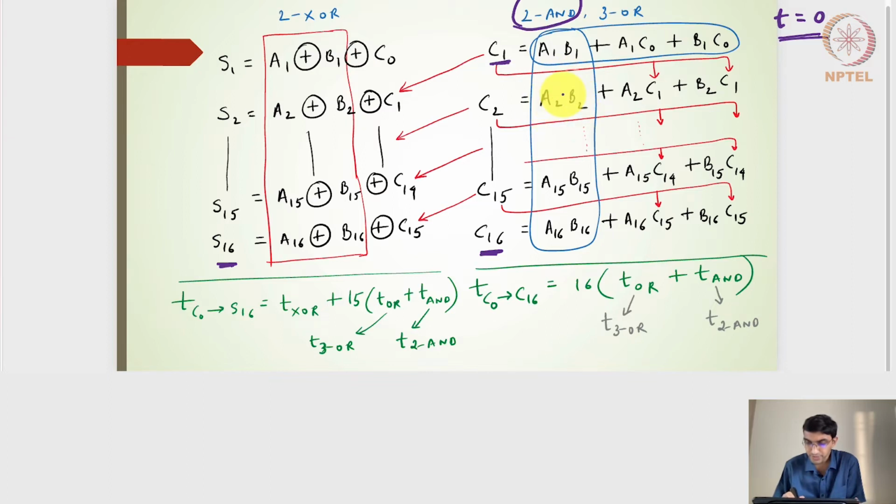So the output of this A2 B2 is waiting at the input of the 3 input OR gate, but it is waiting for A2 C1 to be generated and B2 C1 to be generated. But C1 is generated only when we have the output of this 3 input OR gate, right? So the moment C1 comes in, it gets into the AND gate. The output of this AND gate and this particular AND gate will be fed into the 3 input OR gate, and then it generates the C2, right? Which will be used here to generate S3, the sum 3 bit. And similarly, it will go here to generate the C3 bit, and then similarly C15, and then similarly C16, right?